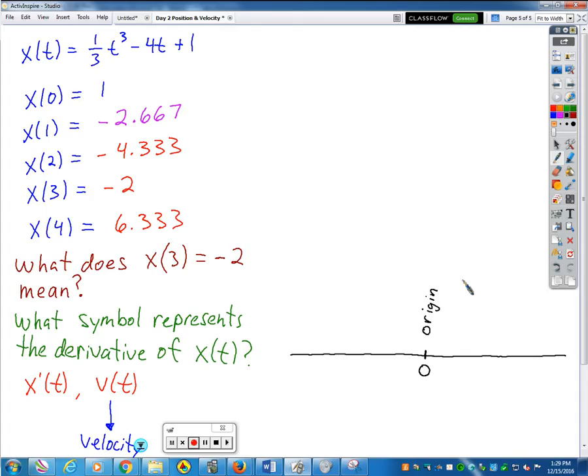So now we can plot other points here. We can say at time equal 0, please put this in your notes, here's the particle, and that's position 1. Then we know that at time equal 1, the particle has moved over somewhere about here-ish, I don't know. Negative 2.667. This is time equal 1.